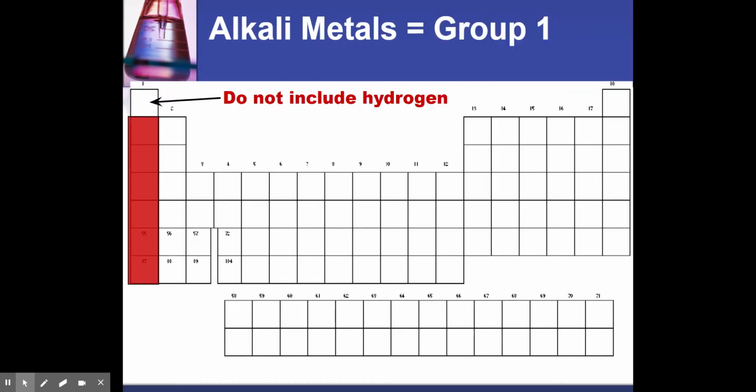So let's talk about our different groups. Notice that we're going to talk about the alkali metals, which are group 1 minus hydrogen. Again, even though hydrogen is shown above the group 1 elements, it's not really part of that group.